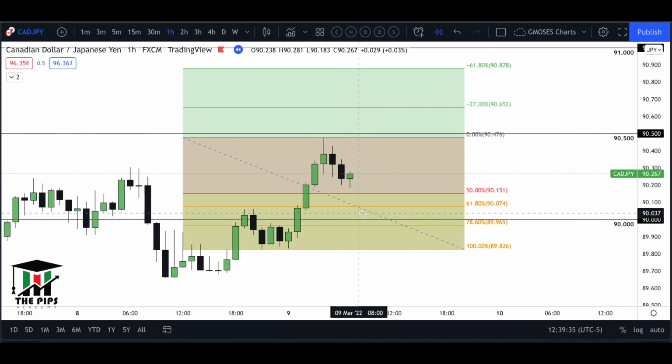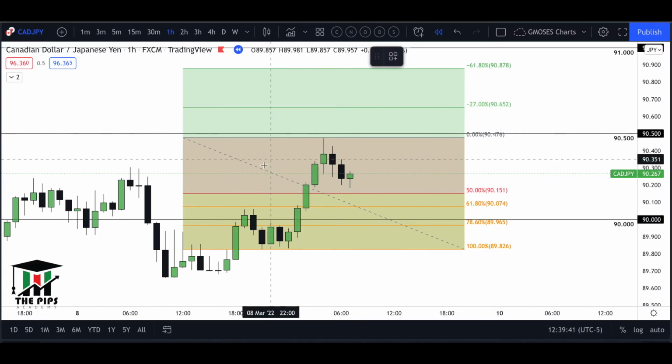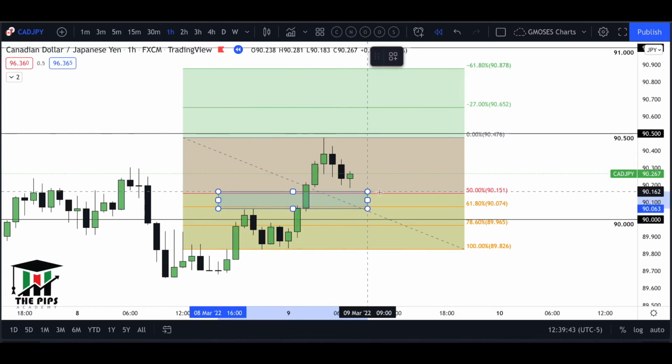Now, one thing that we notice, because we want to ask ourselves, where is price going to retrace to? If you notice, we have an imbalance in this area here.